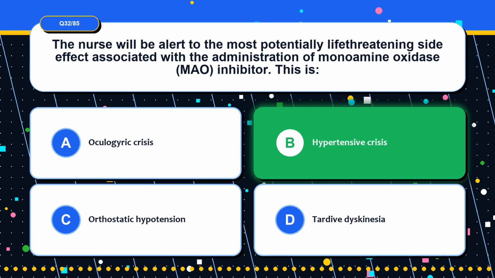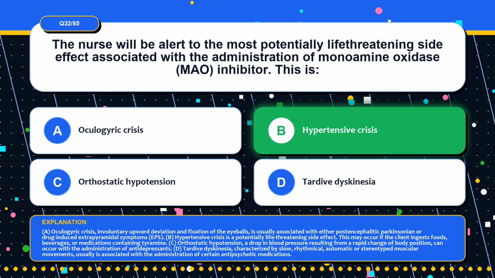The correct answer is option B. Hypertensive crisis. An oculogyric crisis, involuntary upward deviation and fixation of the eyeballs, is usually associated with either post-encephalitic parkinsonism or drug-induced extrapyramidal symptoms (EPS). B. Hypertensive crisis is a potentially life-threatening side effect. This may occur if the client ingests foods, beverages, or medications containing tyramine.